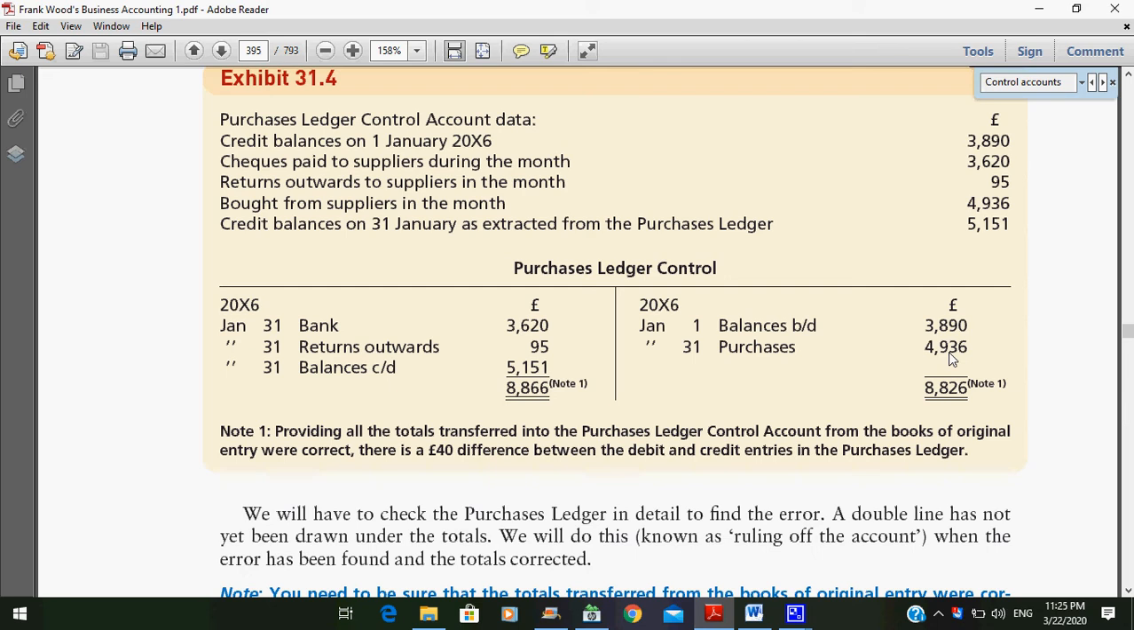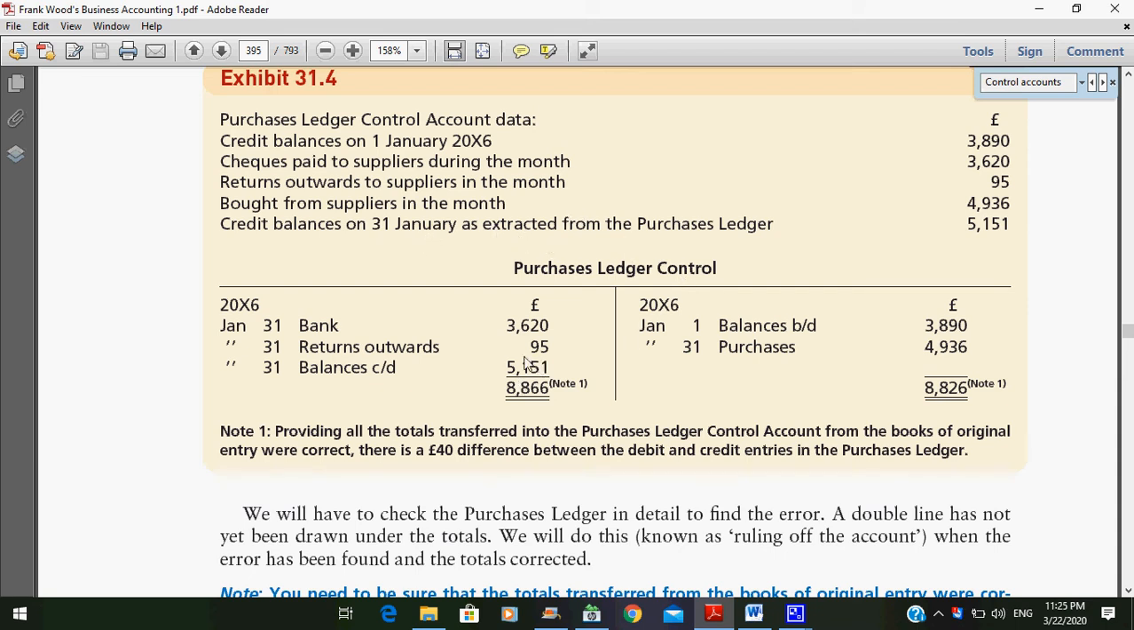Alright? Then you have credit balances on January 31 as extracted from the what? Purchases ledger. Credit balances. Right? What this means now, gentle folks, you're going to add up both sides. Follow me? The credit balance, and when you say credit balances, right? What this really means is that the credit side is more than the what? Debit side. So this credit balance figure that you see here will go on the what?